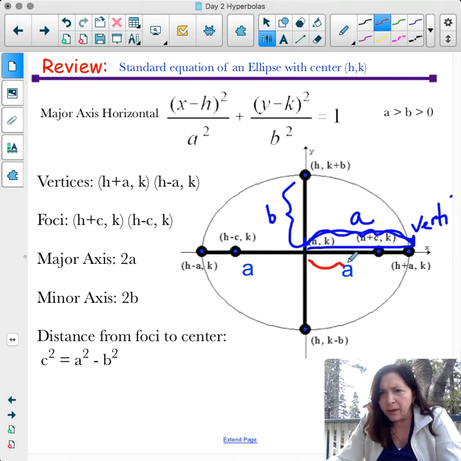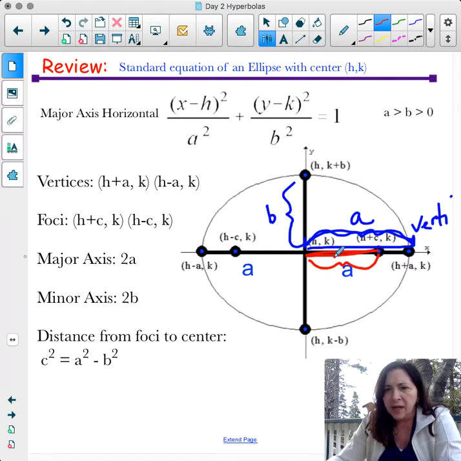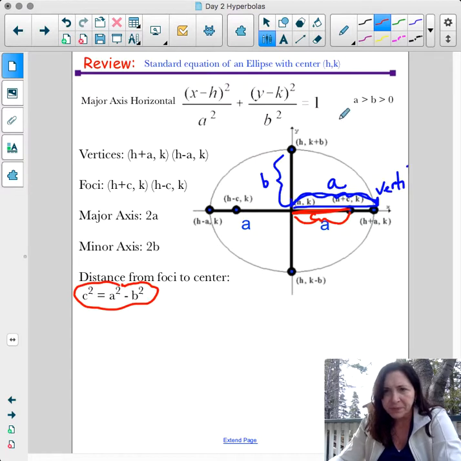The focal points are from here to here. That's this distance, here to here. That's my C value. To find my C value, which is the distance from the focal point to my center, C squared equals A squared minus B squared.